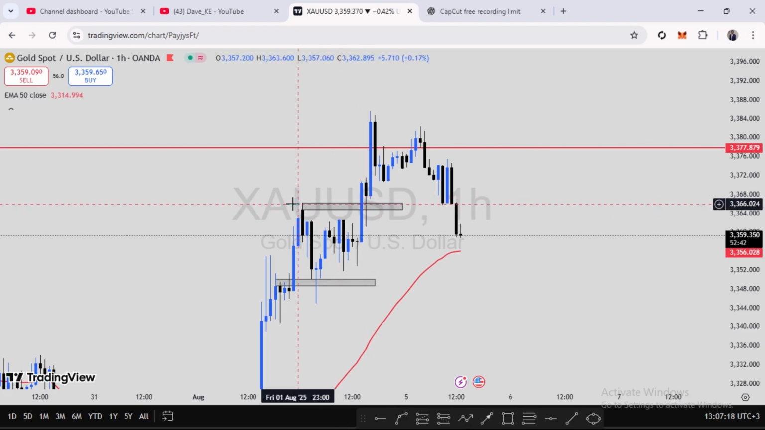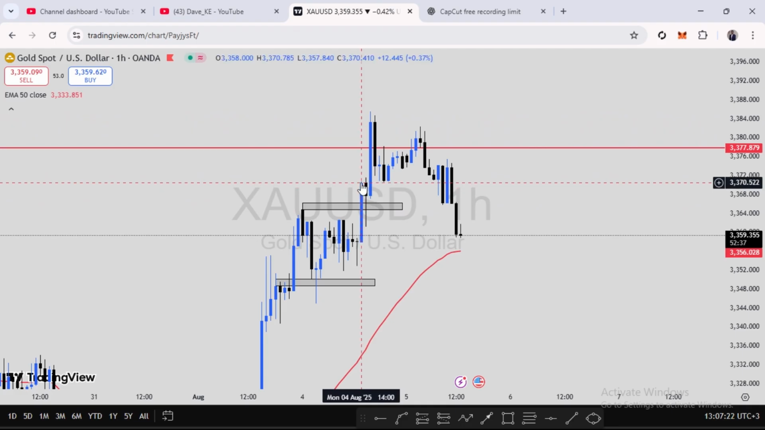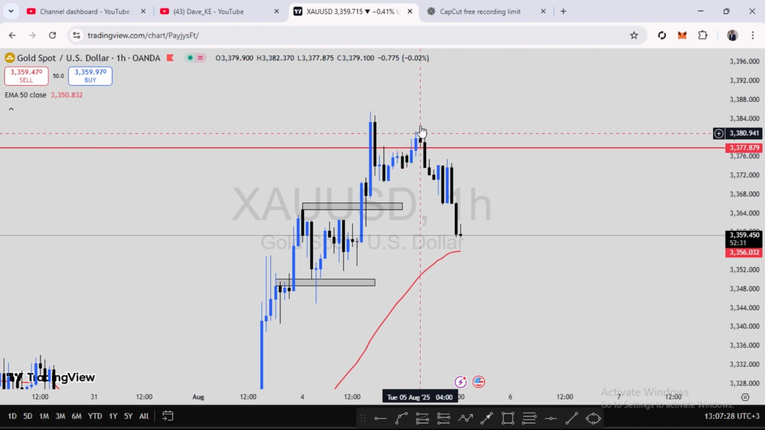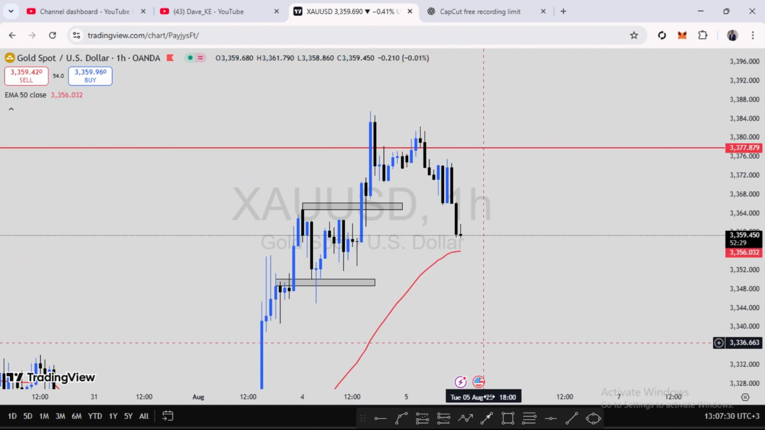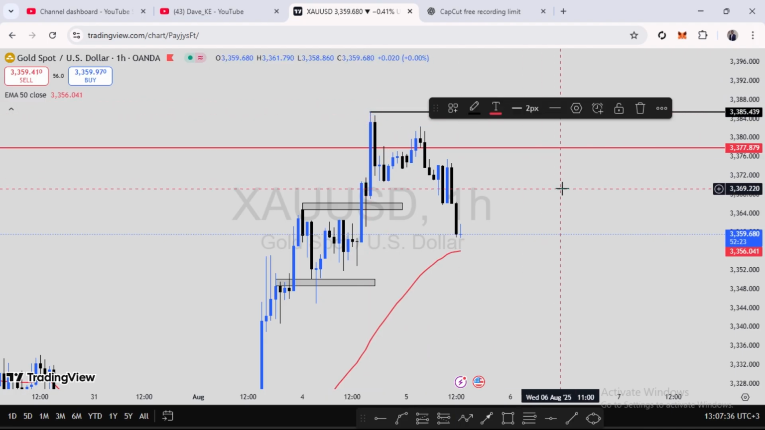I hope you all can see that. Then immediately there's a retest, break and retest. Just the easy concept, break and retest, and then you take your buy positions. That is how I was able to make about 100 pips from gold in the morning.